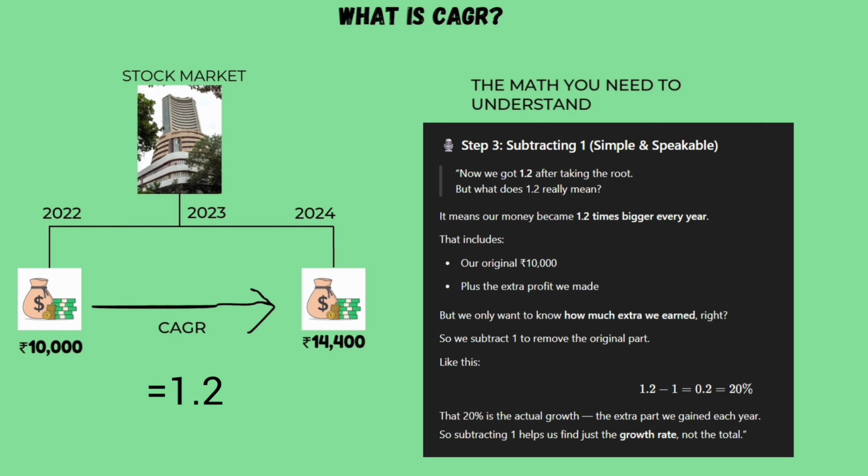Step 3, subtracting 1. Now we got 1.2 after taking the root. But what does 1.2 really mean? It means our money became 1.2 times bigger for every single year. That also includes our original 10,000 rupees we have invested plus the extra profit we have made. But we only want to know how much extra we earned. So we subtract 1 to remove the original part. Like 1.2 minus 1 equal to 0.2, which means 20%. That 20% is the actual growth, that extra part we gained each year. So subtracting 1 helps us to find just the growth rate, not the total.